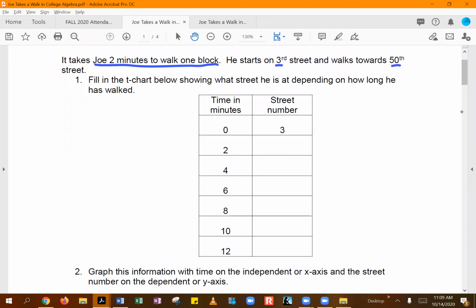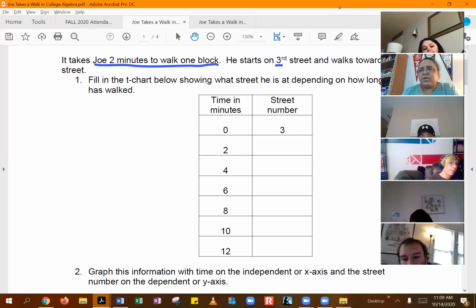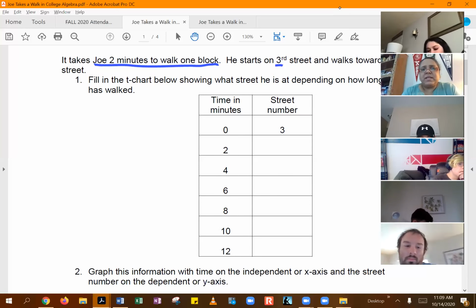So fill the chart below showing what street he is at depending on how long he has walked. So what do you guys think? If he is starting at 3rd Street, we know it takes him 2 minutes to walk a block. So at the end of these 2 minutes, where is he going to be?